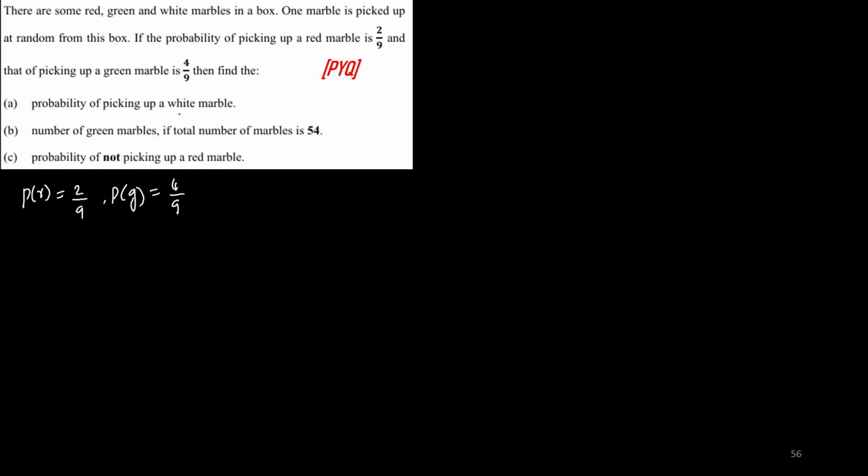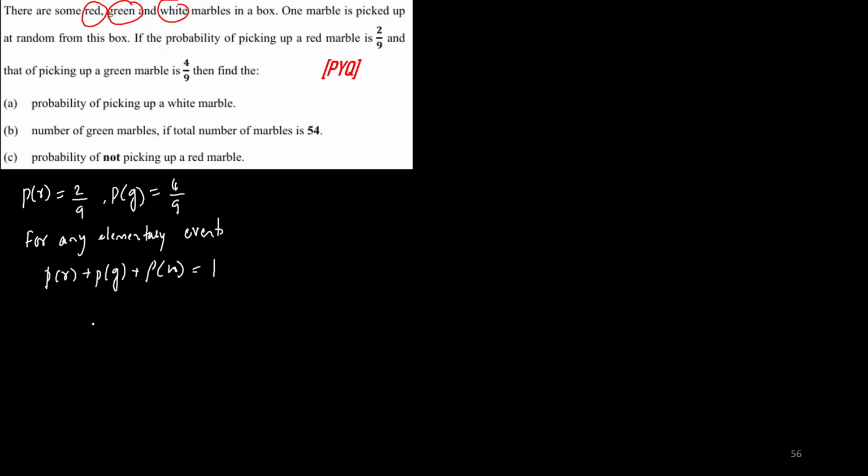How many kinds of marbles are there? There are green, red and white marbles. Only three kinds of marbles, children. So for elementary events, you can write P of R plus P of green plus P of white, all together is 1.